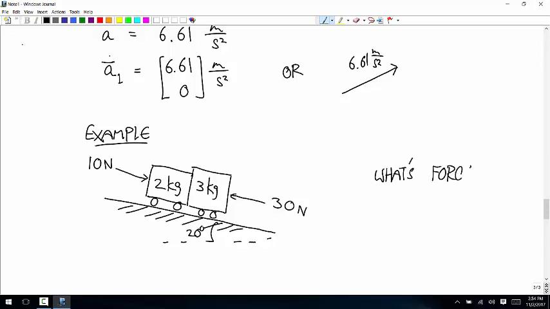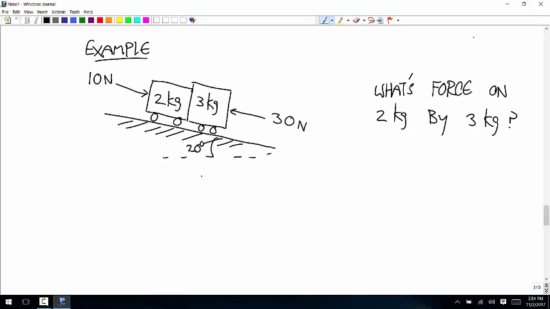What's the force vector on the 2 kilogram by the 3 kilogram? So how hard is the 3 kilogram cart pushing on the 2 kilogram? Okay, so in a problem like this, we don't know the acceleration yet. What's the first step? Yeah, isolate the whole thing. So treat the 2 and 3 together like a single object. Calculate the acceleration vector. And then, now that you know the acceleration of each part of the system, isolate the individual ones.